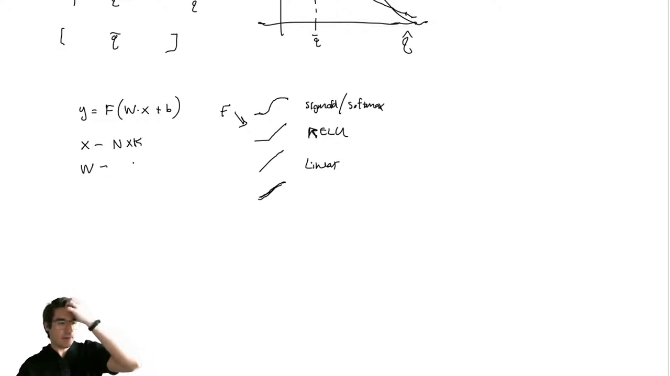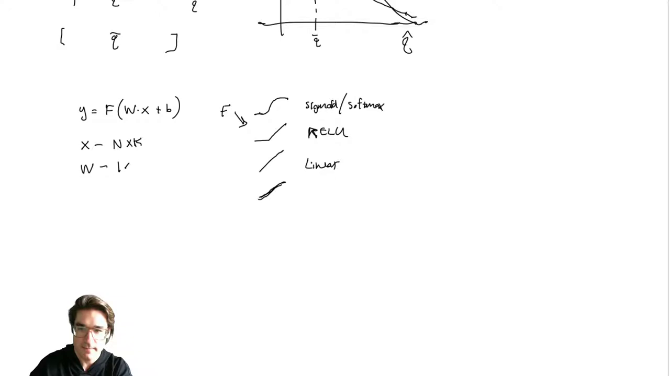So at the end of the day, let's say we want to get out column vectors. So then W should be, we want to get out things that are size n. So let's say that this is 1 by k. Let me decide if that's right. And then b, I actually want that to be k by 1. We're going to get column vectors.